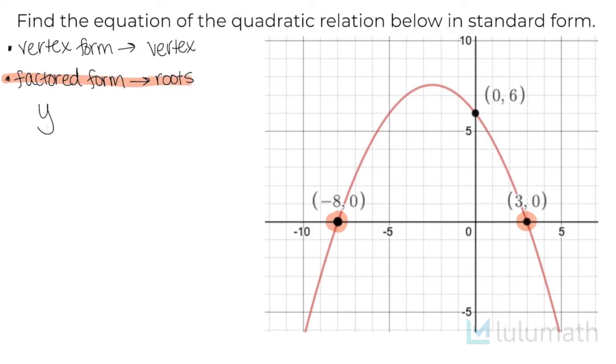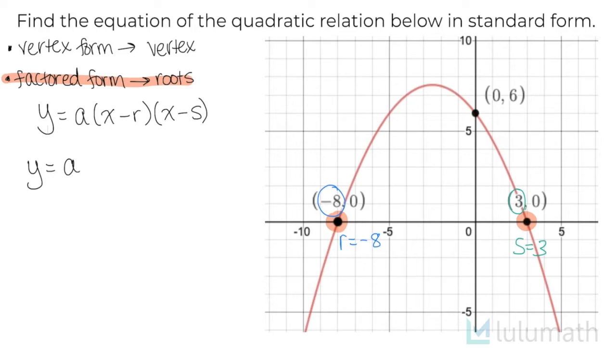And just a reminder, factored form is y equals a times x minus r times x minus s. Well, here we know that r is equal to negative 8 because negative 8 is one of our roots, and we know that s is equal to 3 because 3 is our other root. And it doesn't matter which one you say is r and which one you say is s. They are interchangeable. So here, I don't know what a is, but I do know that r is negative 8, and because this is minus, we have minus negative 8, which turns into a plus 8, which I will write as positive in the next line.